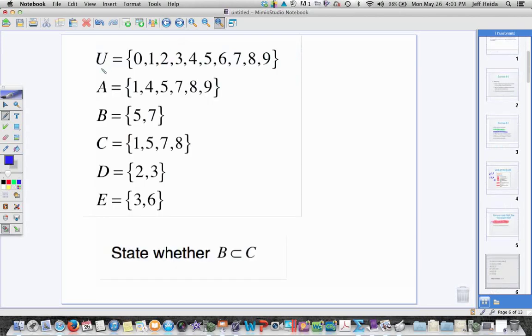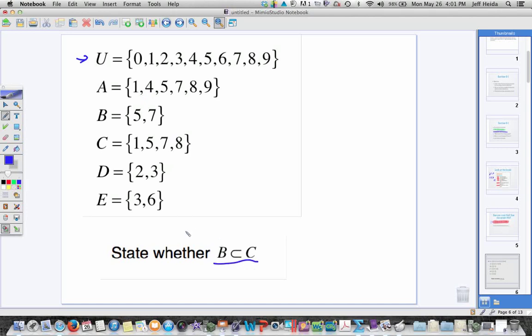So let's look at some sets. We have a universal set that is all of the integers from 0 up to 9. And then you have various other sets, A, B, C, D, and E, and all of them are subsets of the universal set or portions of the universal set. So the first question, can you read this notation?